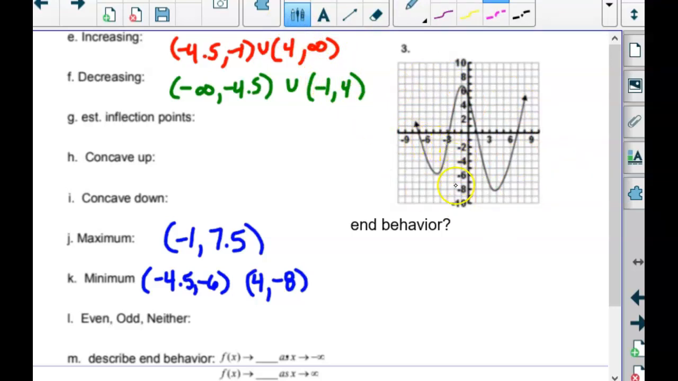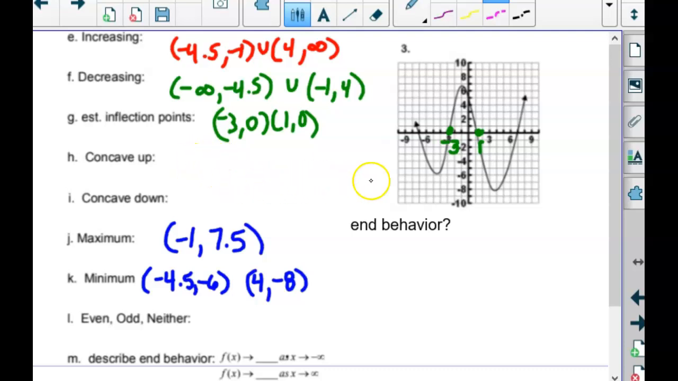Okay. Inflection point, I'm just going to use these right here. Does that seem okay? So what did we call that? -3 and +1? -3 and +1 as the places it switches. Those you could have estimated. Whatever you had was fine if you did this.